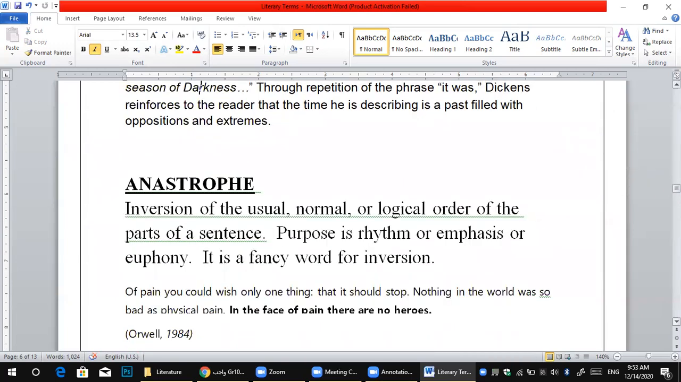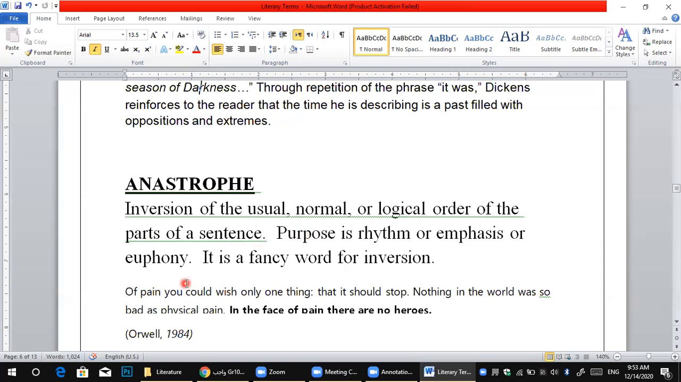And after that, we have something called anastrophe. Anastrophe means inversion of the usual, normal, or logical order for the parts of a sentence. So here, anastrophe means when you try to change the structure of the sentence. Mister, what does it mean?